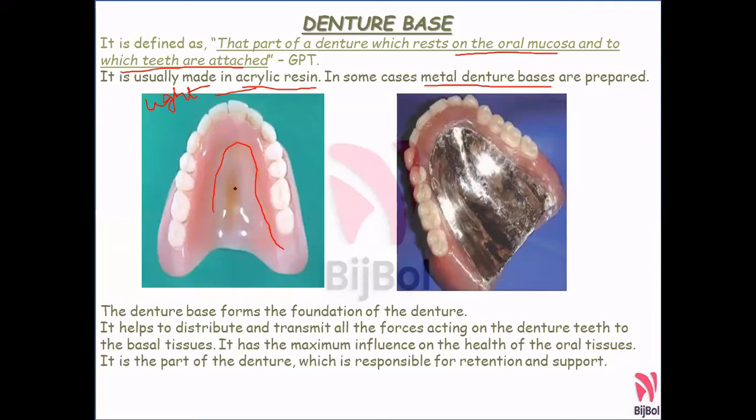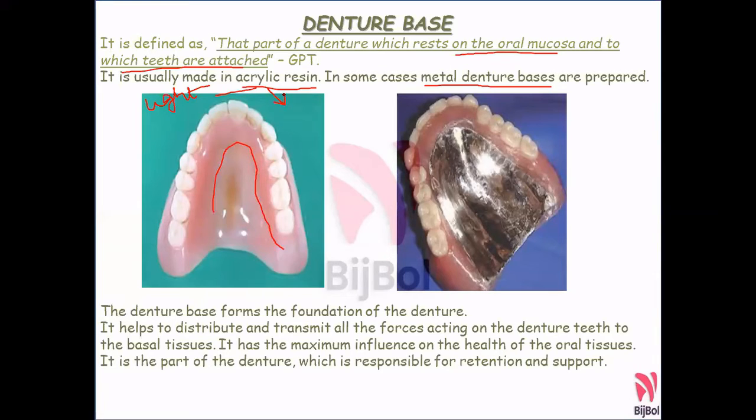3:1. Good. What happens if monomer is in excess? Porosity. Shrinkage. Yeah, shrinkage and porosity. And what happens to the patient if the monomer is in excess? Irritation. Allergy. Good.